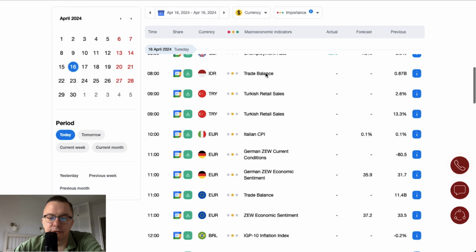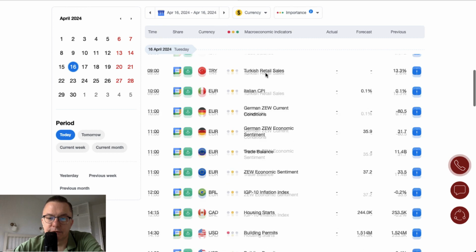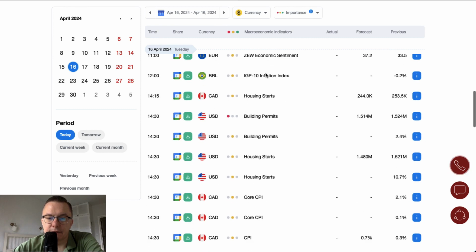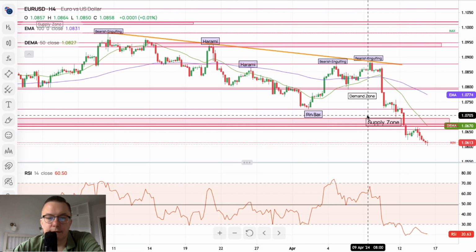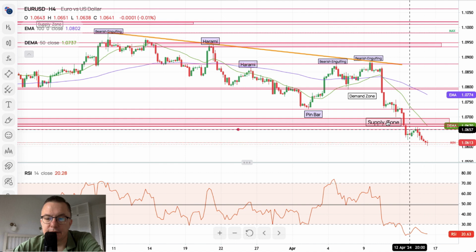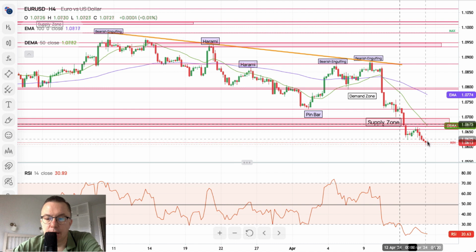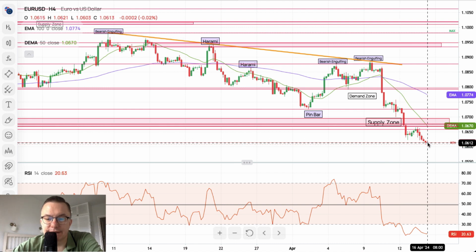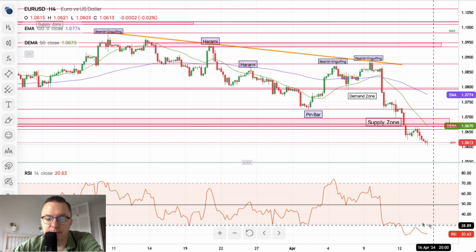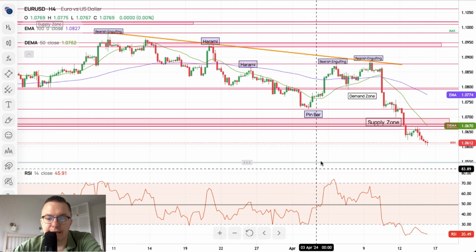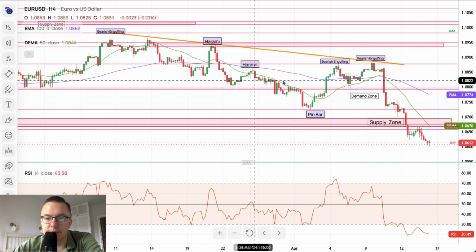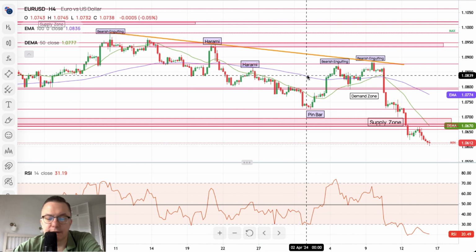So the first one we are going to take a look at will be, of course, the euro dollar, and then maybe we'll do some analysis of the gold and the US dollar index. Euro dollar is deteriorating even lower after the breakout below what used to be a demand zone, now it's a supply zone, located between the levels 1.0697 and 1.0670. Local low was made at 1.0603, and we are deeply oversold both on the daily and 4-hour time frame as well.